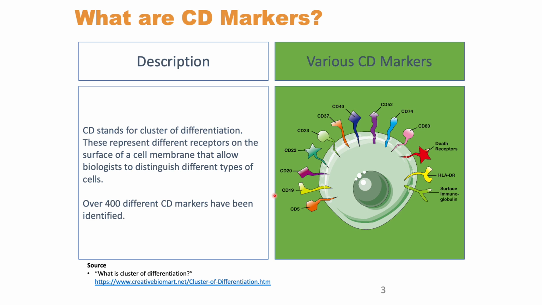Cells have what we call clusters of differentiation, or CDs. These represent different receptors or different proteins on the cell surface, on the cell membrane, that allow biologists to distinguish between types of cells. Over 400 different CD markers have been identified. So here on the right, what you can see are clusters of differentiation, which are proteins on the cell membrane that define the type of cell we're working with.